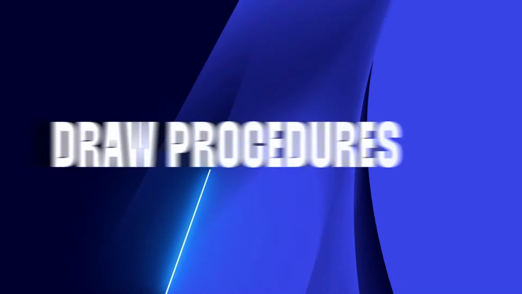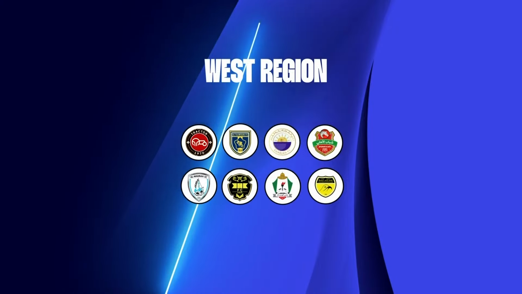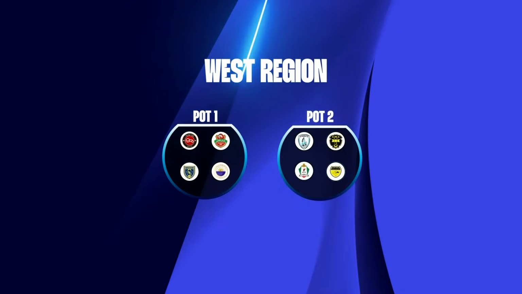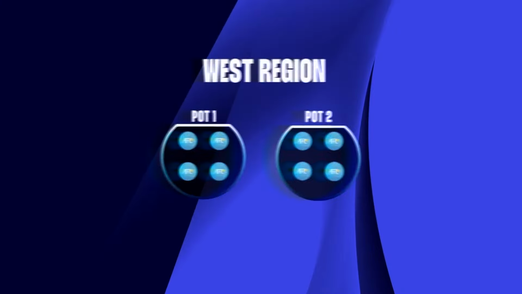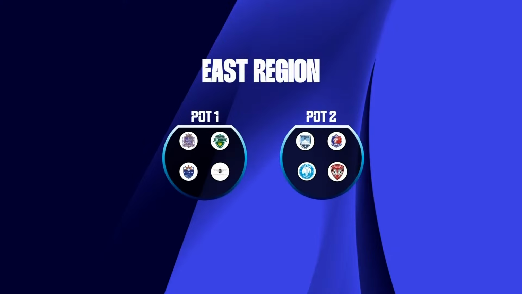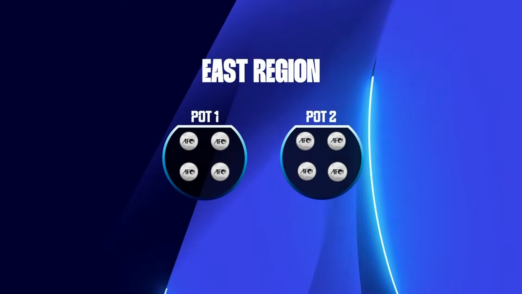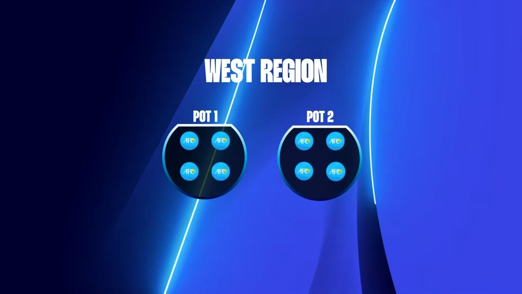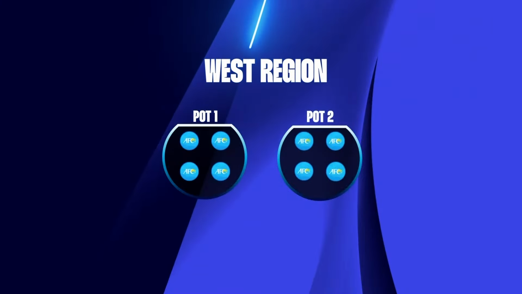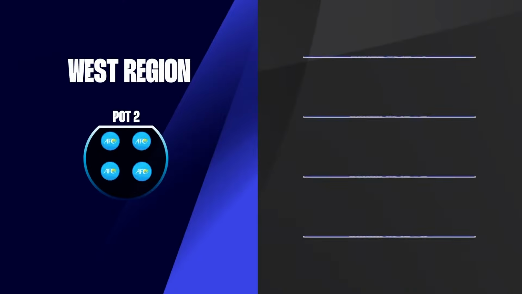Draw procedures. West Region. 8 participating clubs are divided into 2 pots as per the seeding and pot allocation principle. East Region. The same draw procedures apply for the East Region. The draw will be conducted in accordance with the following sequence. The draw will commence with the West Region in order of Pot 2 and Pot 1. Each pot will be completely emptied before moving on to the next pot.